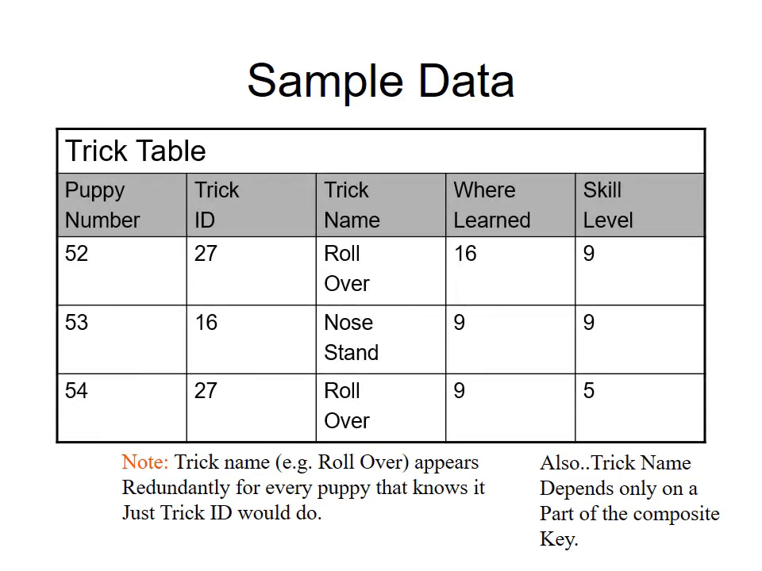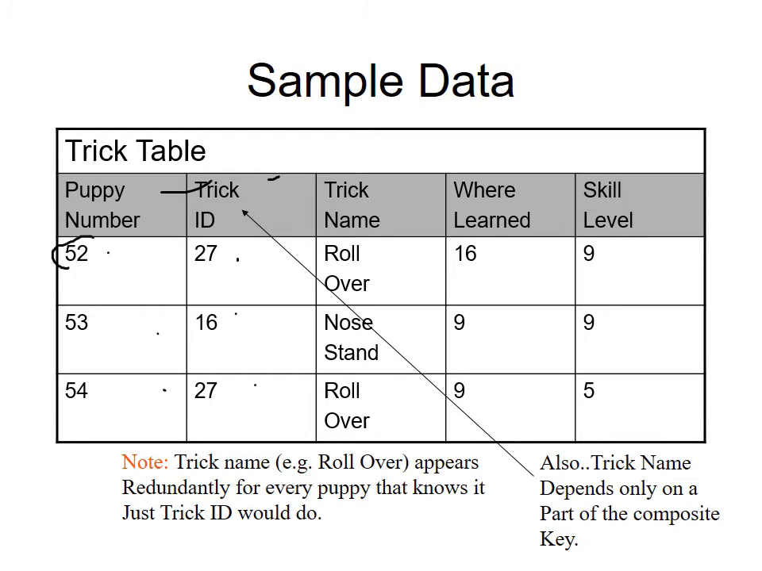Now, I do want to show you an example here, but I always hesitate when I show this type of work because you have to look at the data and you really don't want to look at the data. So in any case, here would be the trick table with its attributes: trick, puppy number, trick ID, trick name, and so on. And then we could populate it with some sample data.